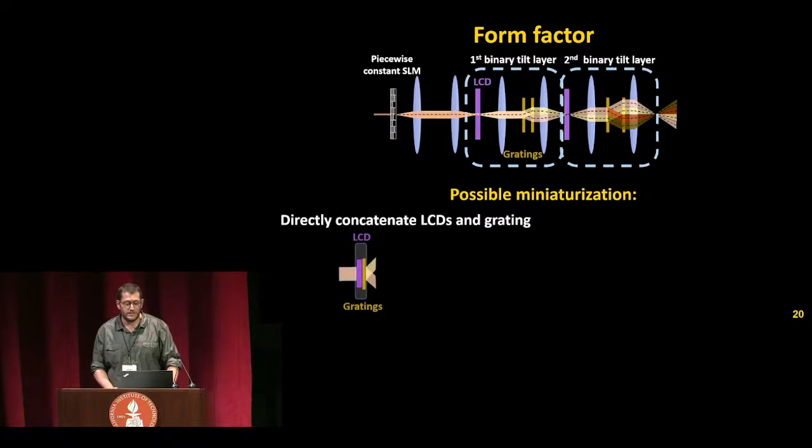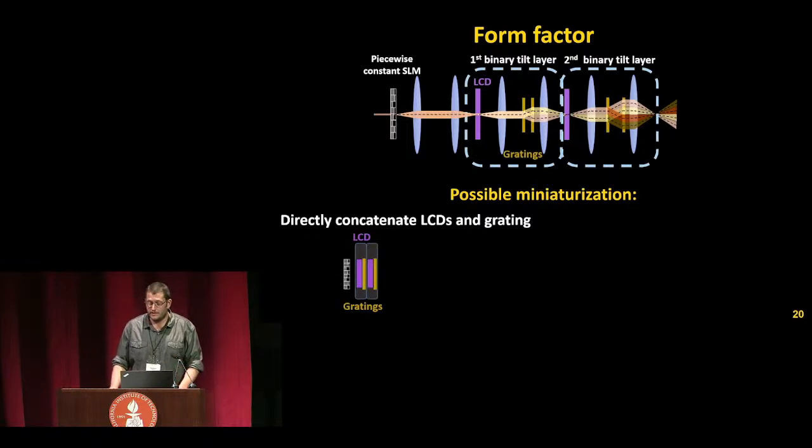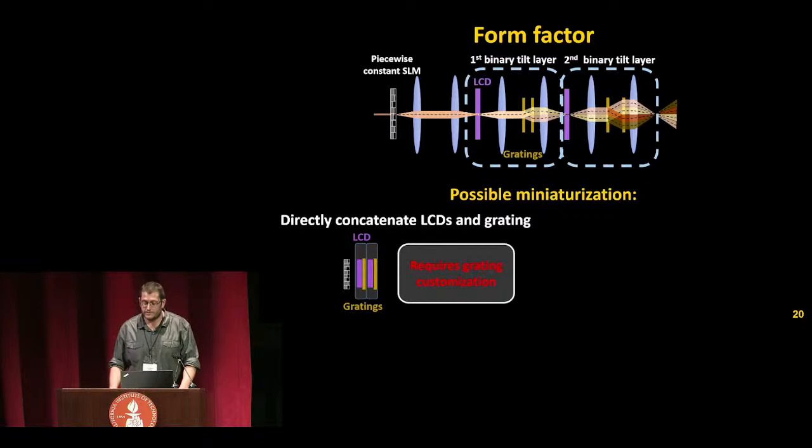In this manner, we can chain multiple binary tilt layers without the need of optics between the LCDs, greatly reducing the form factor. This would require customization of the grating layers to implement the exact desired tilt. While for our prototype we were not able to find off-the-shelf gratings with the desired tilt, this customization is doable.